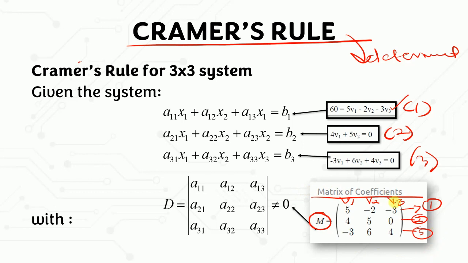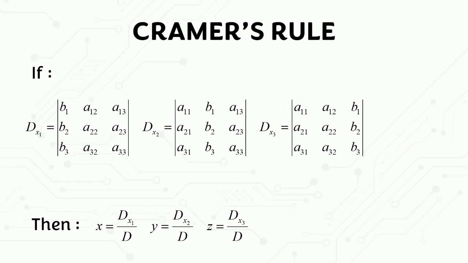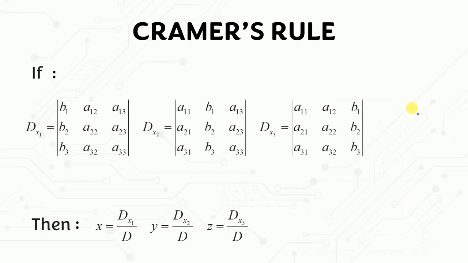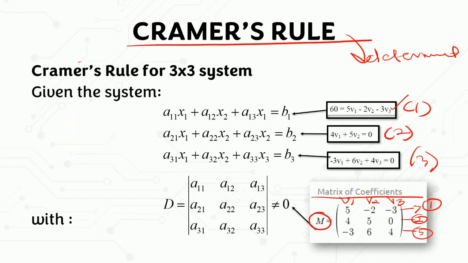Just rearrange all this into the matrix of coefficients, and after that, you need to find the determinant for each of V1, V2, V3. If you want to find V1 here, you just substitute the value here for B. Your B is equal to 60, 0 and 0. Okay, so this is your value for B.